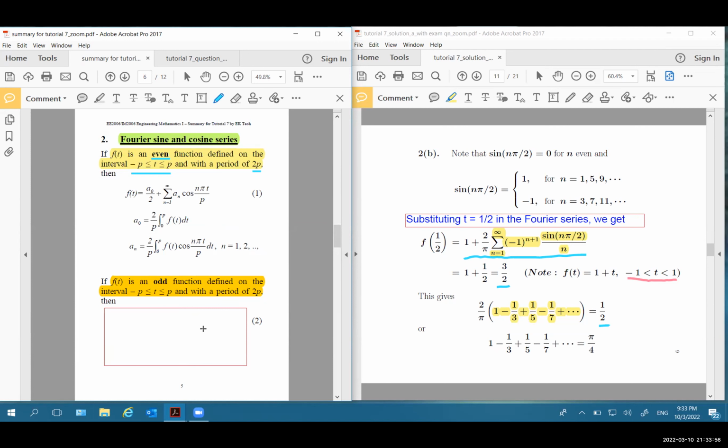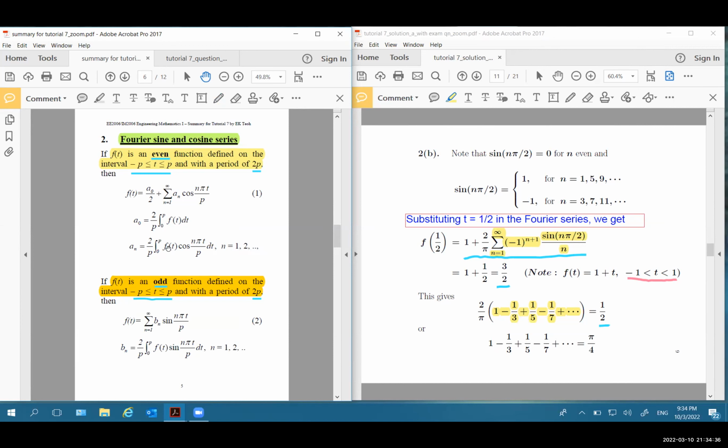Then the next one: how about if your f(t) is an odd function, defined on the interval minus p to p, and the period here is 2p? We go back to our Fourier series. Now f is odd, and odd function times odd function gives you even function. You find that this time a0 is 0, and an is also 0.